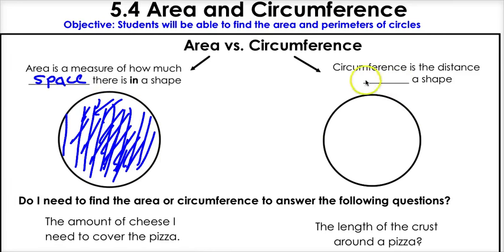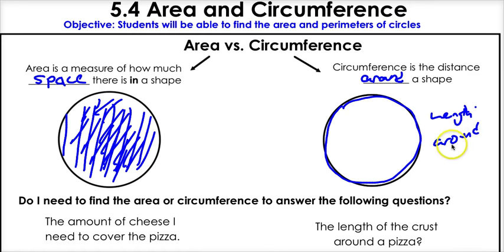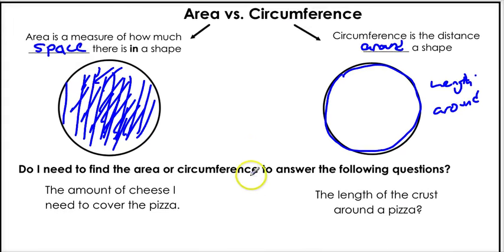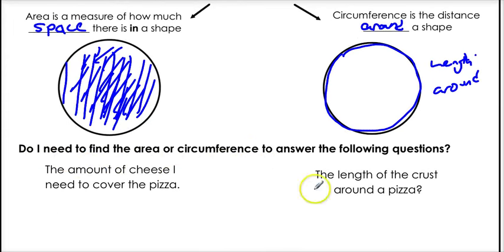Now, circumference is the distance around a shape or a circle. So if I want to know the length around this circle, I would be using circumference. All right, that's the length around. No, I didn't forget how to spell length. I knew.